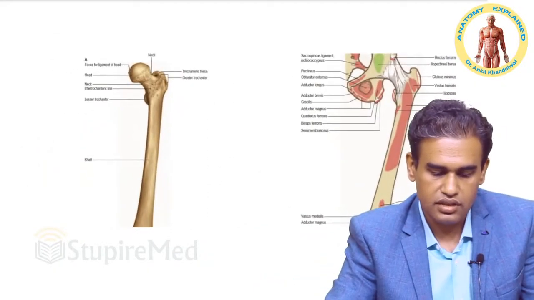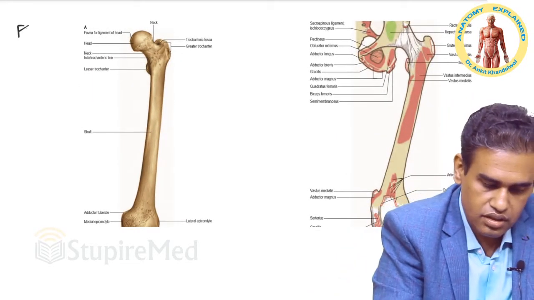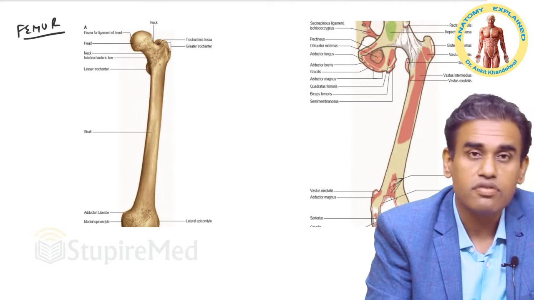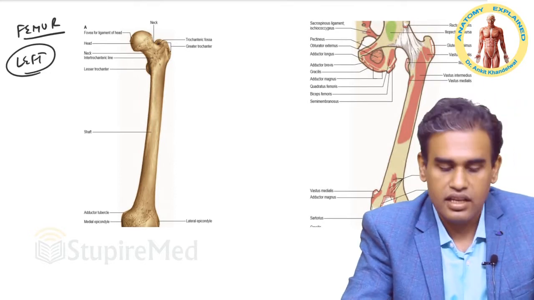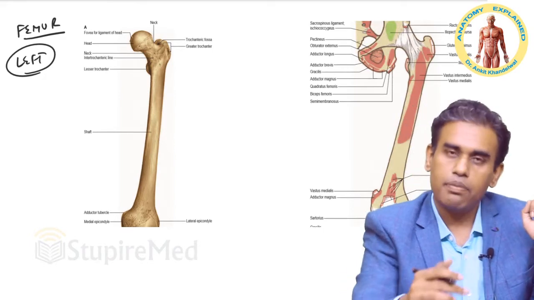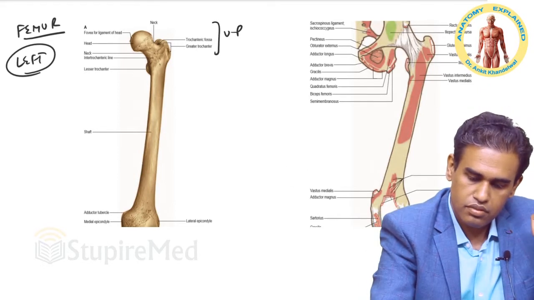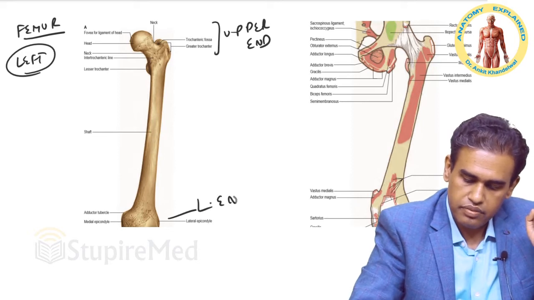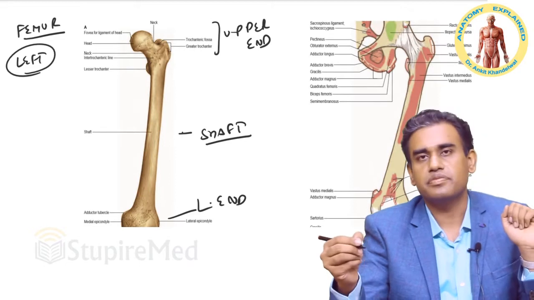Now here you can see the femur of which side? This is the femur of left side, not the right, but it is of the left side. Now peculiar features, again a typical long bone, two ends and a shaft, upper, lower and a shaft. So this is your upper end. This will be your lower end, and this whole between upper and lower you have the shaft area.